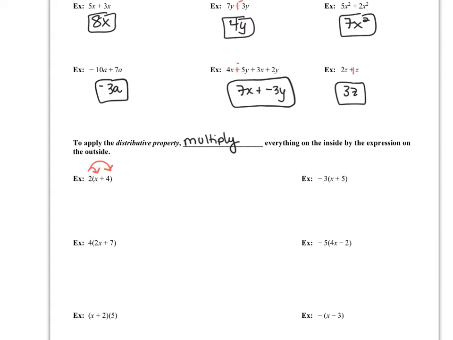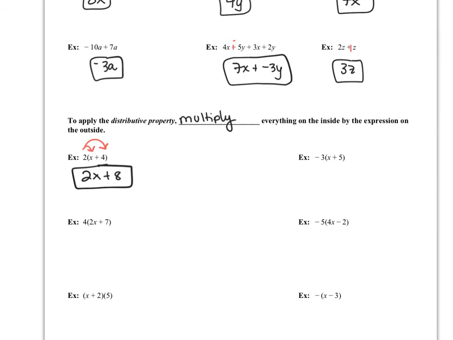And I like to draw the rainbows. I think it helps as a tactile reminder, like you're actually physically doing it. It will help you to not forget to do the multiplication. And so in this case, our final answer would be 2x plus 8, because 2 times x is 2x, and then 2 times 4 is 8.